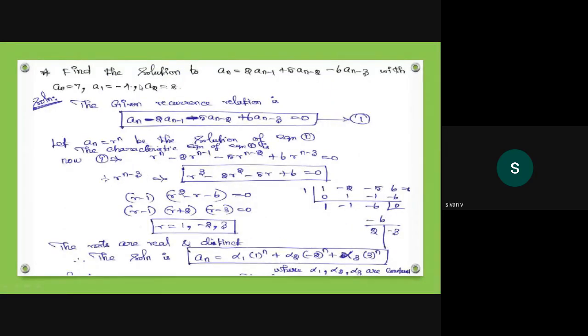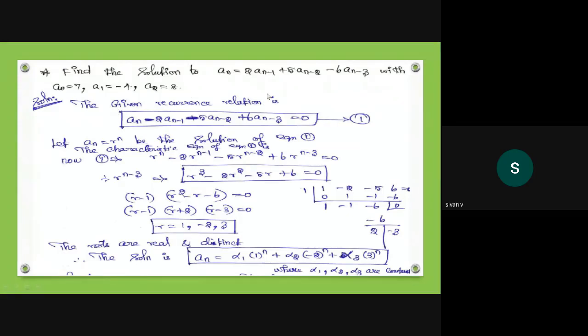Here, find the solution to an = 2an-1 + 5an-2 - 6an-3. Three initial conditions are given: a0 = 7, a1 = -4, and a2 = 8.